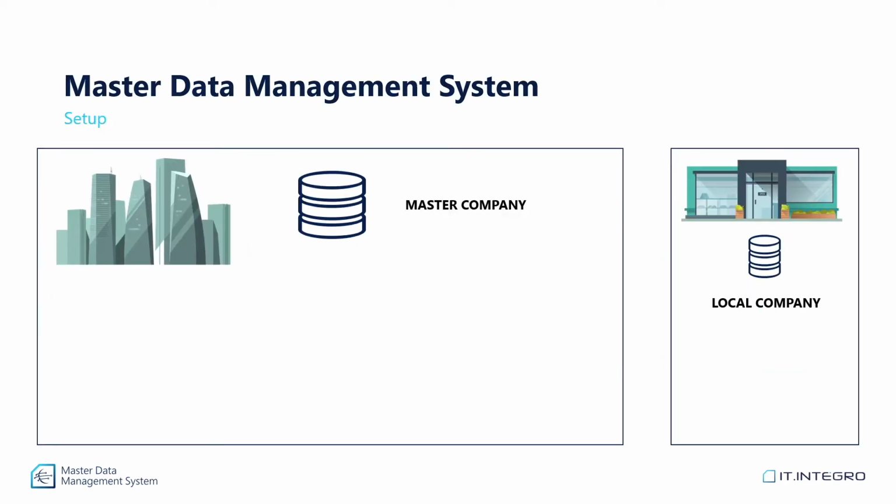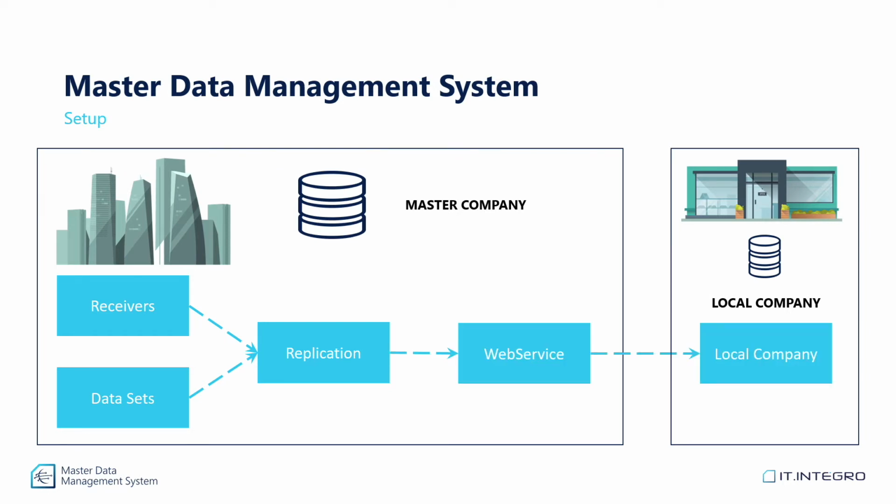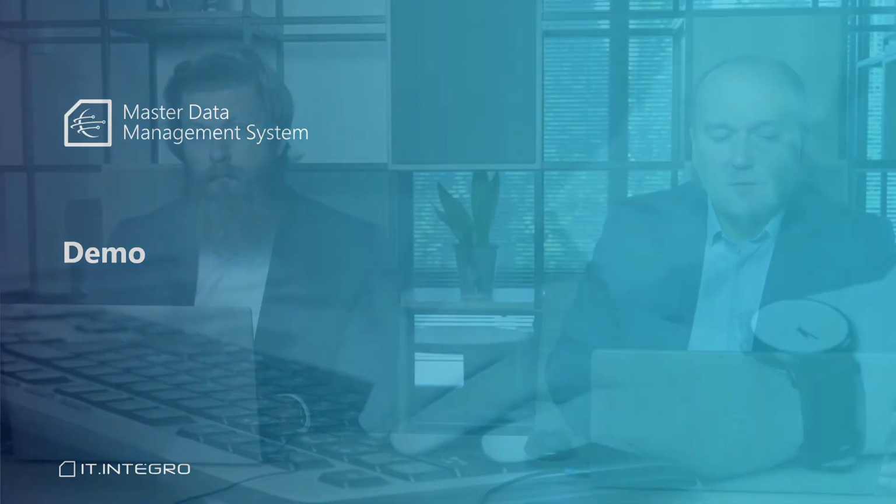In terms of the setup, you will see the details in the demo, but the basic setup is in the master company. You need to set up the receivers, the companies that will receive the data from that master company, and the data sets that represent the data structure. Then you need to set up the replication in different options. And by using web service, you publish the data to the local company. So let us now switch to the demo, which will be provided by Max.